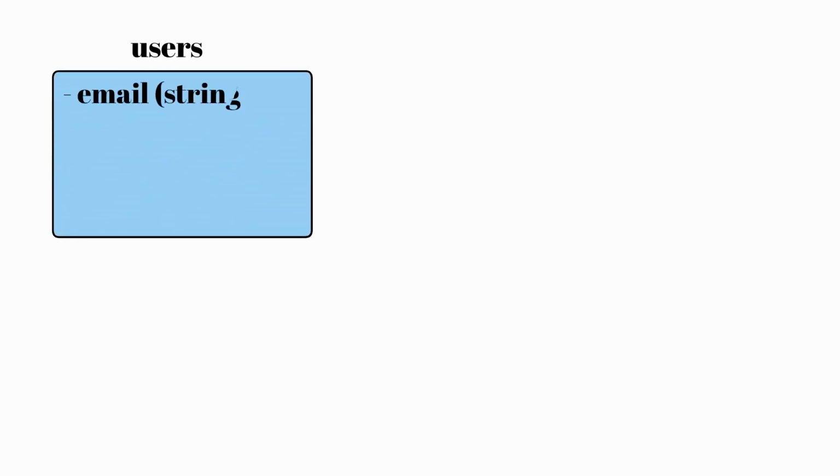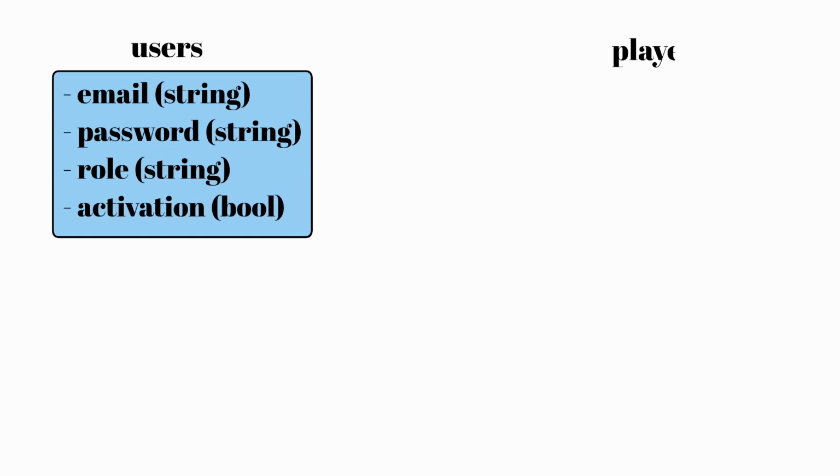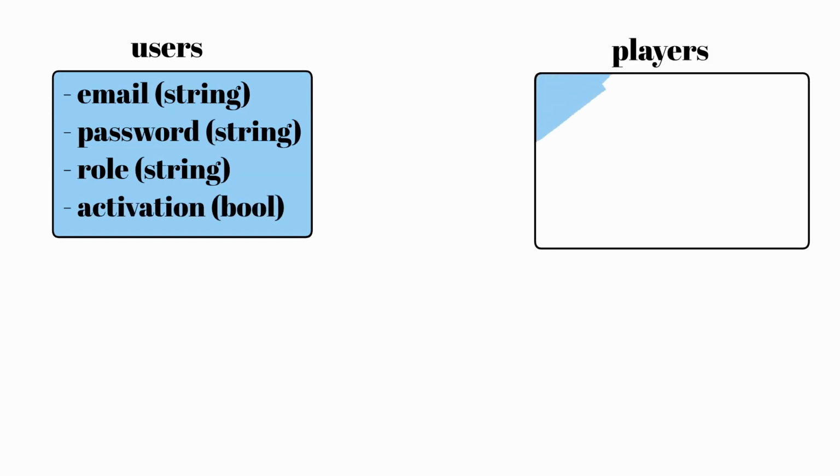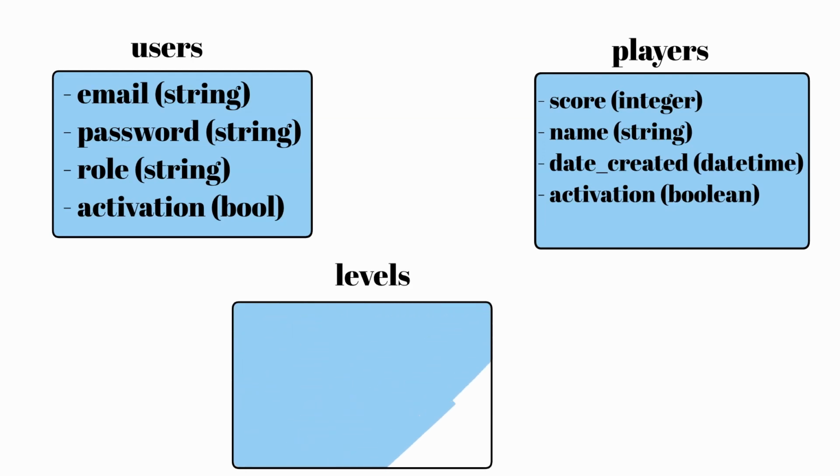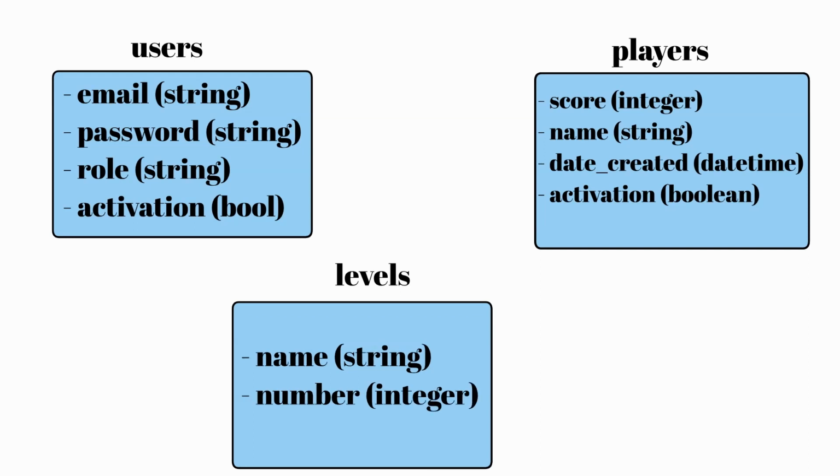So what do we need? We need a users table. We will have their email that will be used to log in, password, role that the user has, because there are often admins, players, and could be more, and an activation flag. We also need a players table that is connected to the user account and has a score, name, date when it was created, information if it's active, and the level where a player is.